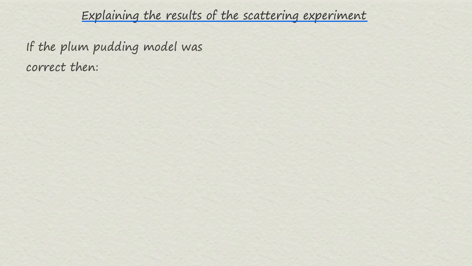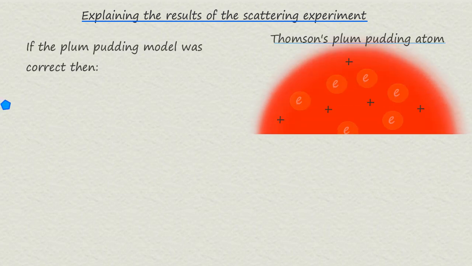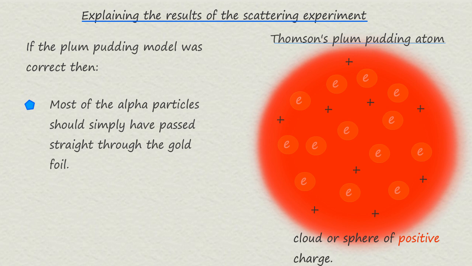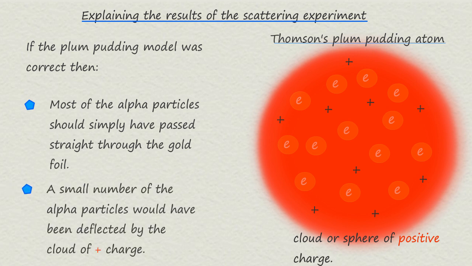Now, if the plum pudding model of the atom was correct, then Rutherford would have expected most of the alpha particles to pass straight through the gold foil with only a few being deflected, simply because the cloud or sphere of positive charge in the plum pudding model would not have been sufficient to stop the small dense alpha particles.